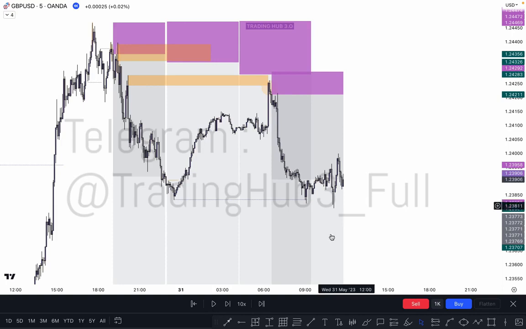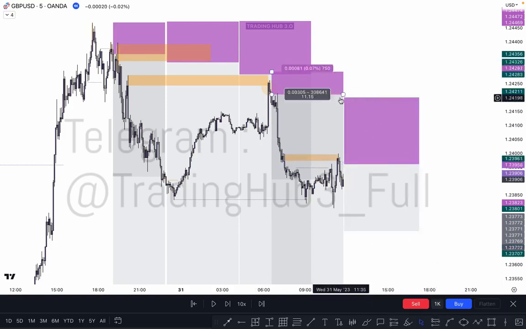So in this case, same thing happens here. This one is broken, and then what happens here? It takes out the inducement, and you have to sell on this unmitigated order block. Where is this one? This is your unmitigated order block here. You can sell here at this point, right?